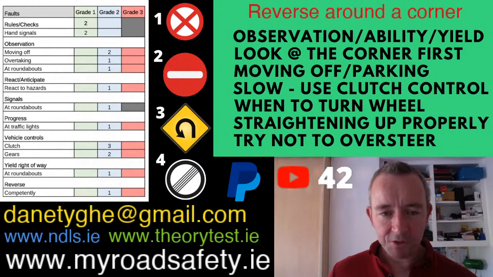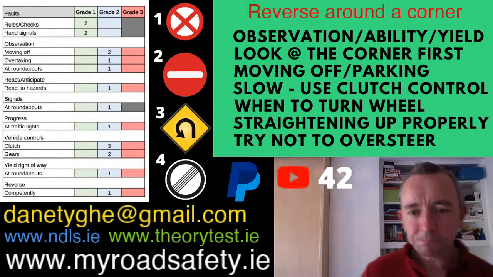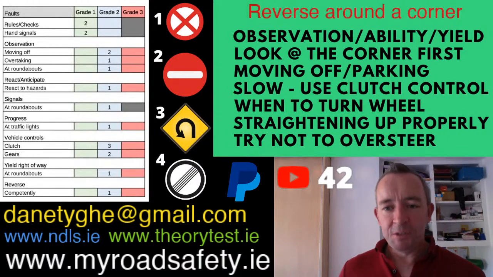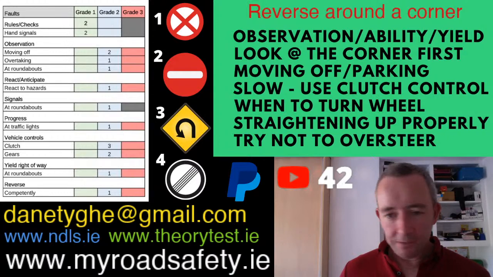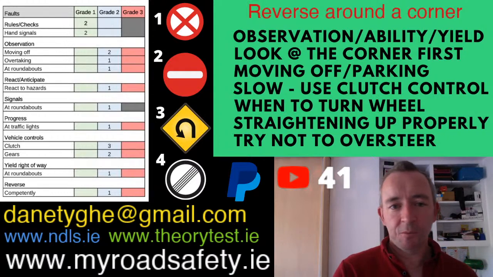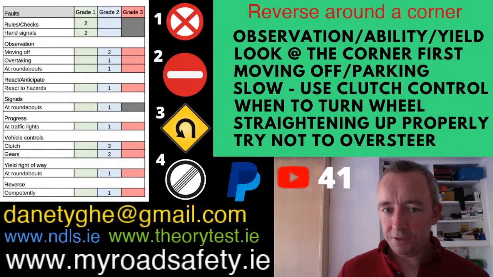Observation moving off. As we discovered from the feedback sheet, it's all to do with the blind spot generally. This is usually easy enough to pinpoint. It's either just completely forgetting the blind spot. Maybe she was thinking about something else. Maybe she made a mistake and the issue was on her mind. Sometimes people, after the reverse and the turnabout, forget to check the blind spot moving off. Could have been something like that.